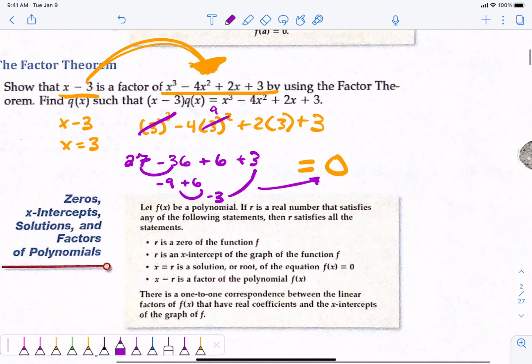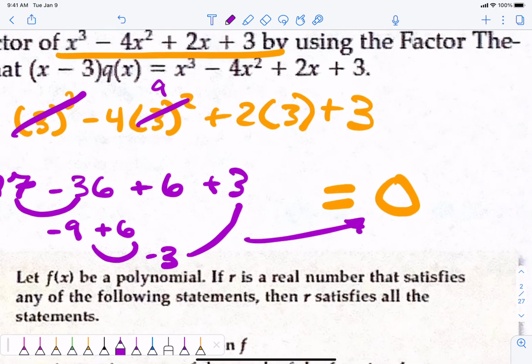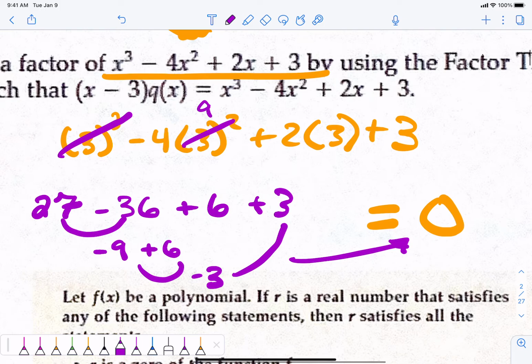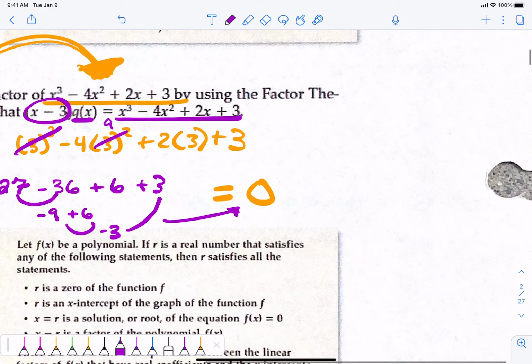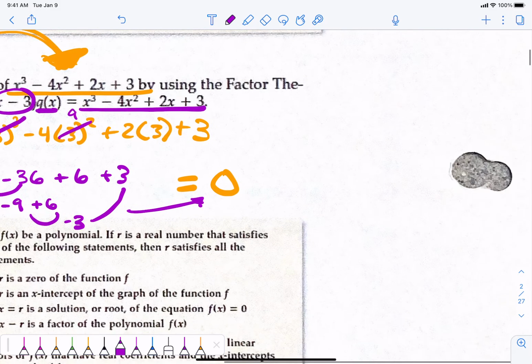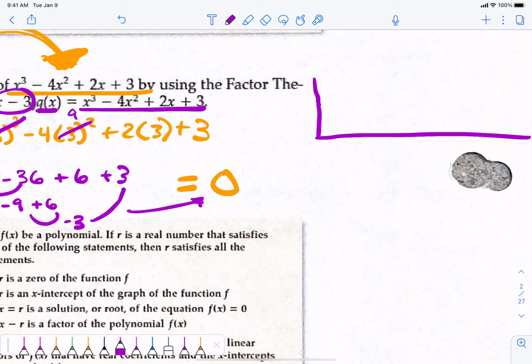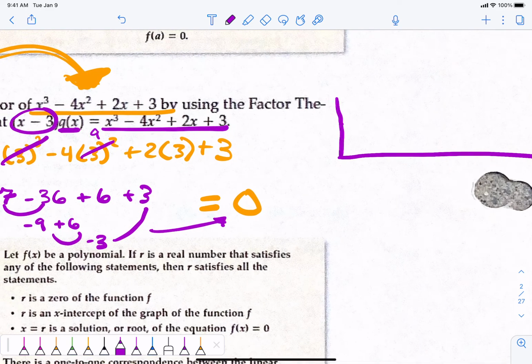Okay, now it wants me to actually find that value. It says find Q such that whatever I take times x minus 3 will give me this thing. So how do I find the Q? They want me to actually find the thing after you divide it, okay? How would you like to divide this? Synthetic division, okay? That's your favorite. Great, we're going to do some synthetic division.